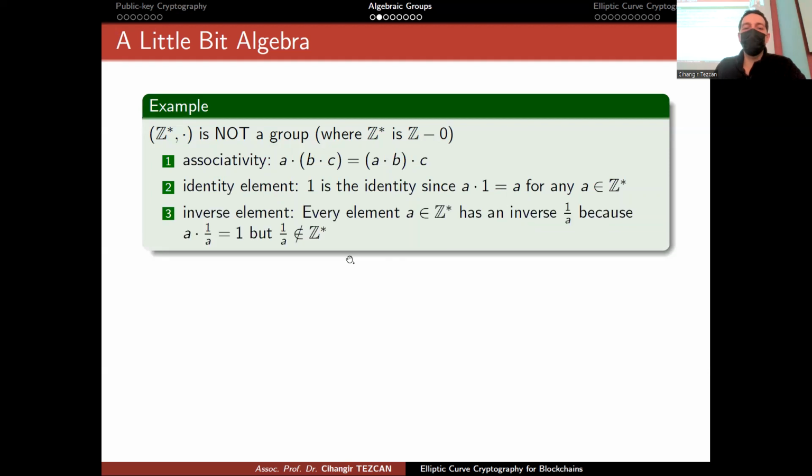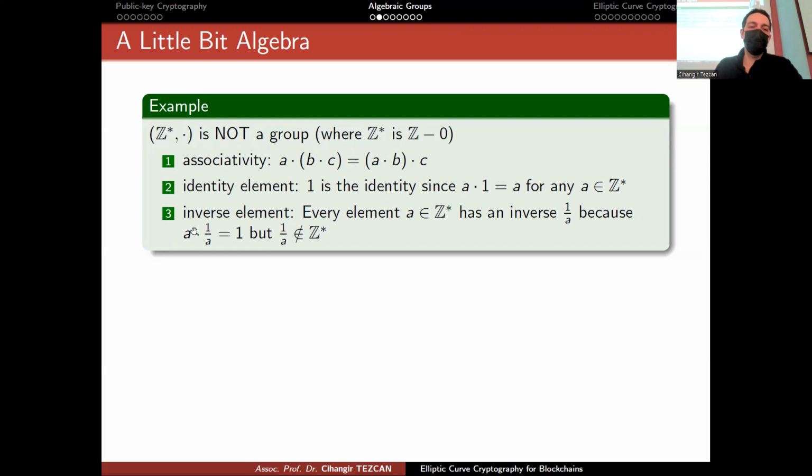But the thing is that we don't have the inverse element, because for an element A in Z star, the inverse should be 1 over A, so that A times 1 over A equals 1. But the problem is that 1 over A is not in this set when A is different than 1, right? Because, for instance, if A is 2, in order to have the inverse, we should have 1 over 2, but 1 over 2 is not an integer. So this is why the integers with the multiplication operation do not form a group.